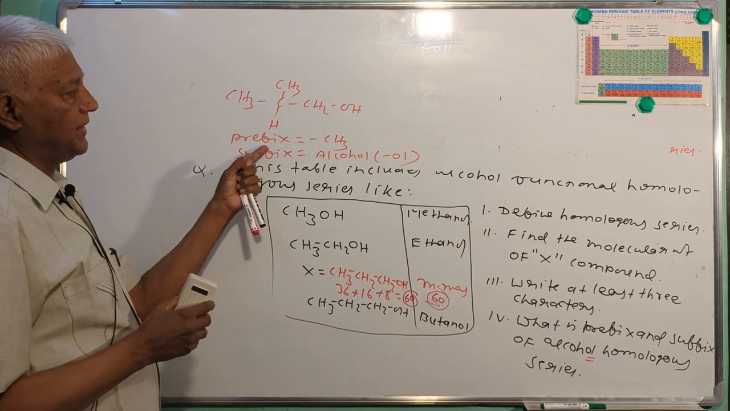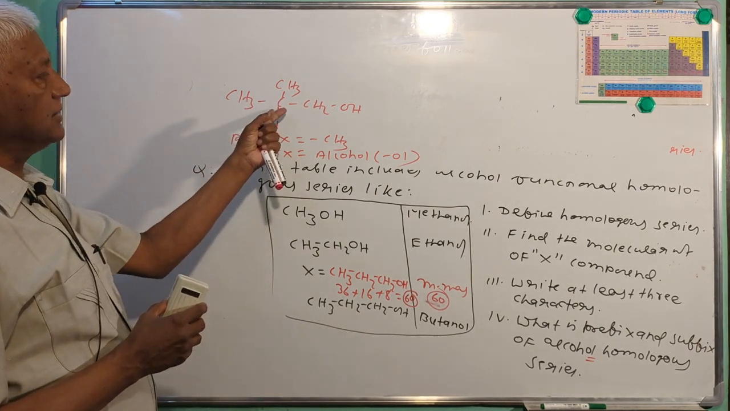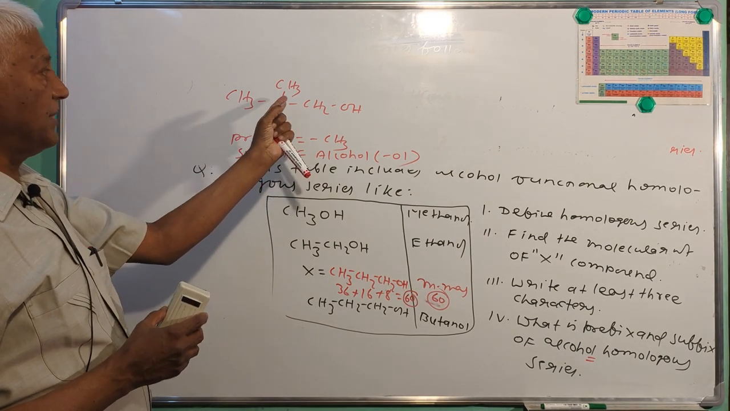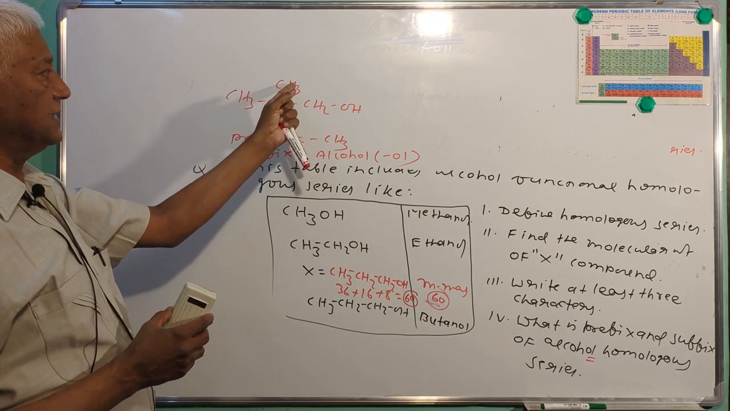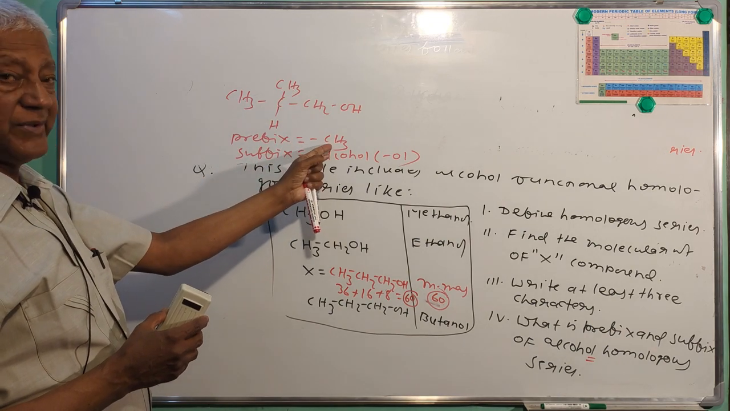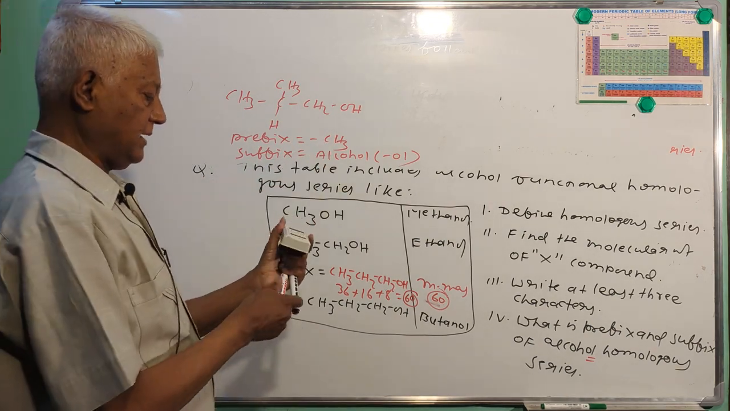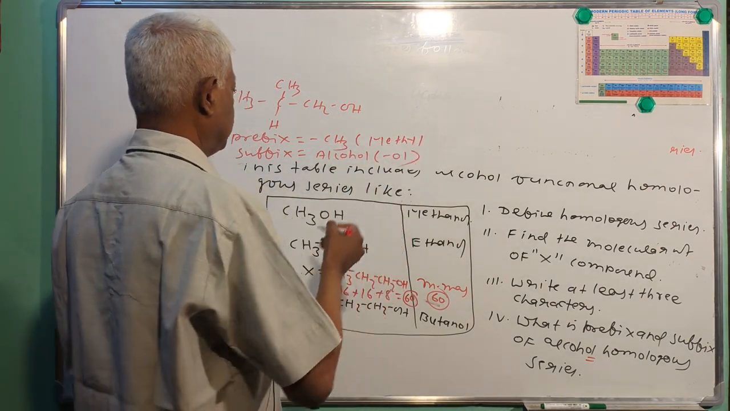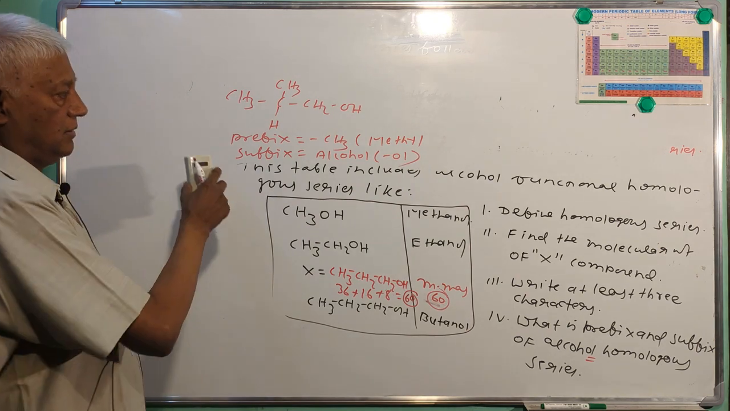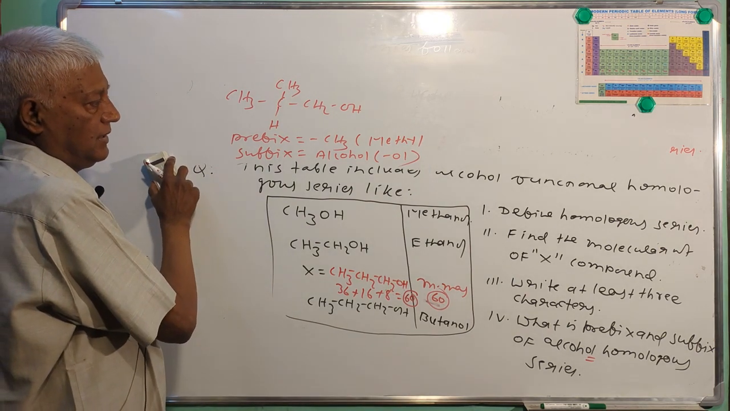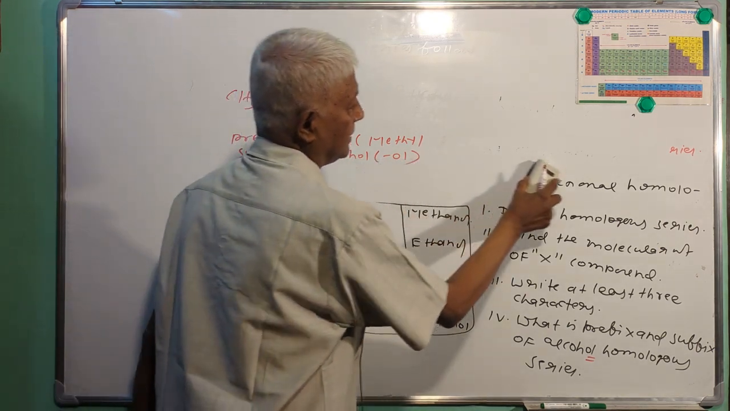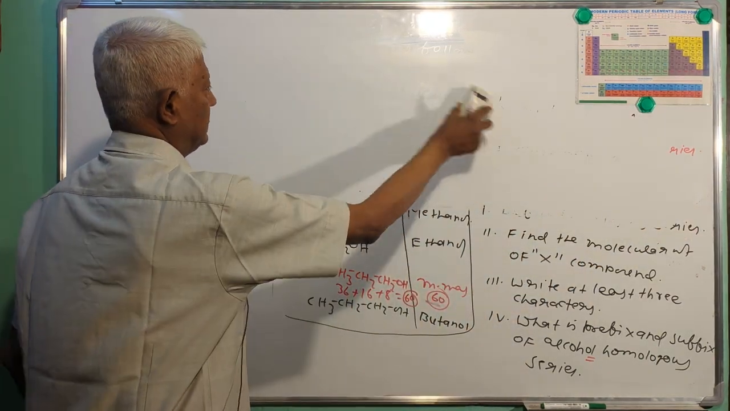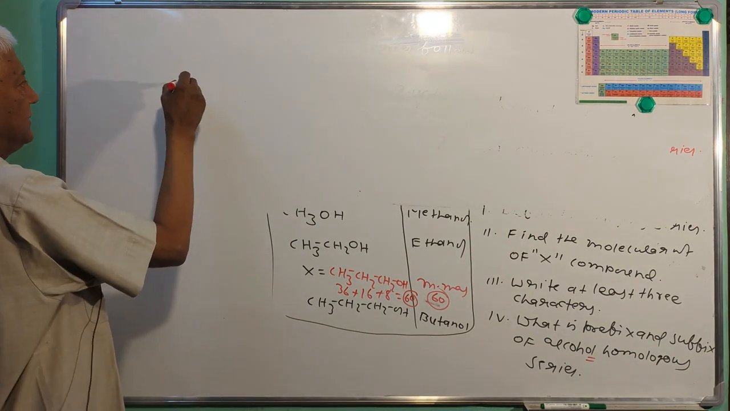So we have clear what is the prefix. Prefix means any branch of the main chain. In this case, CH3 is the branch. So prefix over here is methyl. Suffix is alcohol. I think you have clear, and what type of question is asked in the examination.